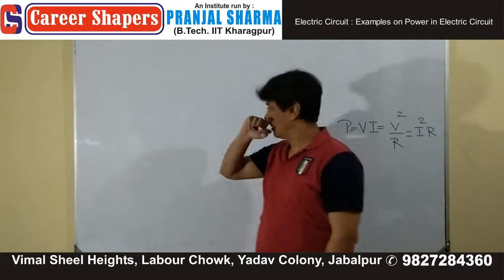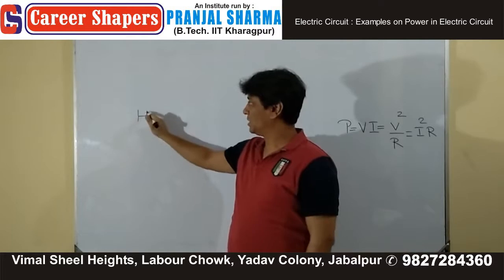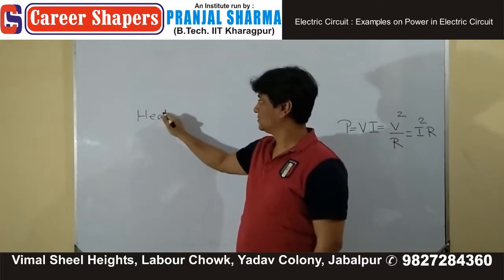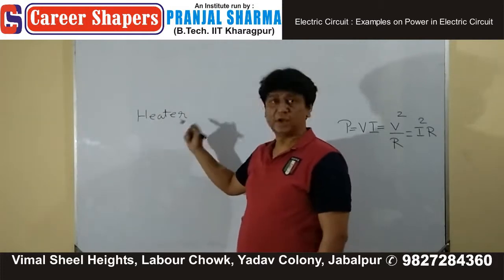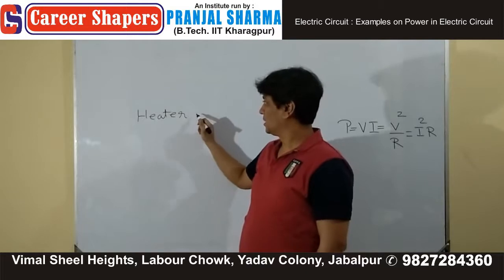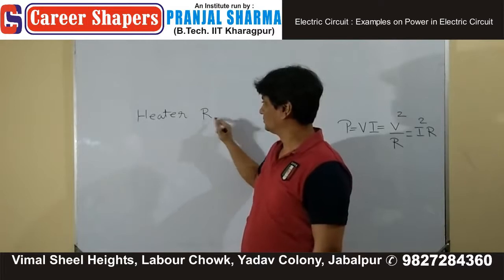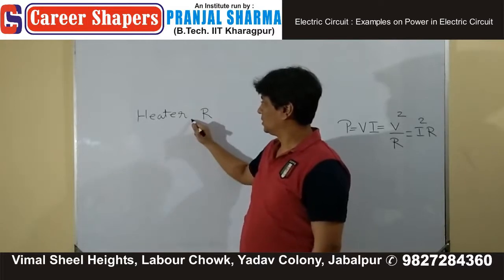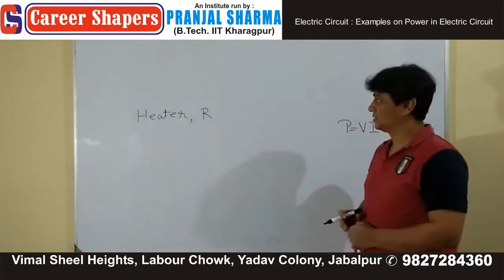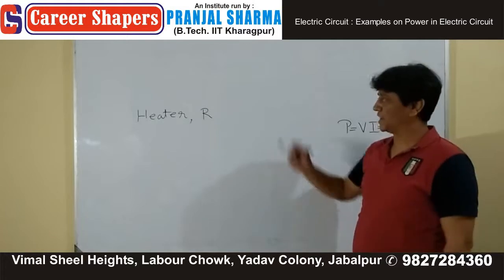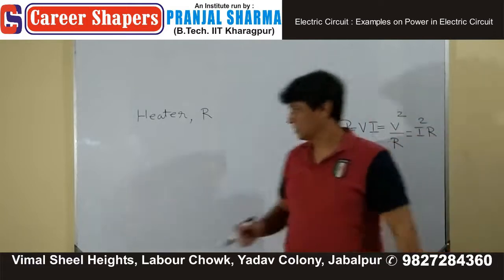Look here. There are two heating coils, simply heaters, and these heating coils are of same resistance R. Just to simplify the question, we are taking same resistance. Once you see the concept, you will be able to handle any type of combination.